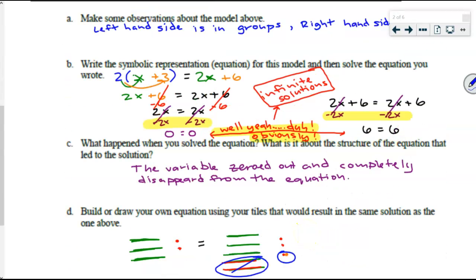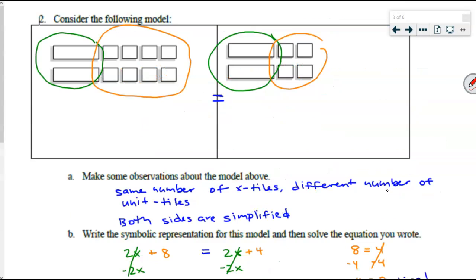We made it to an obviously true statement. So the variable zeroed out and completely disappeared from the equation, but we are left with an obviously true statement. And again, not just a true statement, not just something like x equals 3, but something that is obviously true, like 6 equals 6. That's when I interpret that to mean infinite solutions. Maverick?